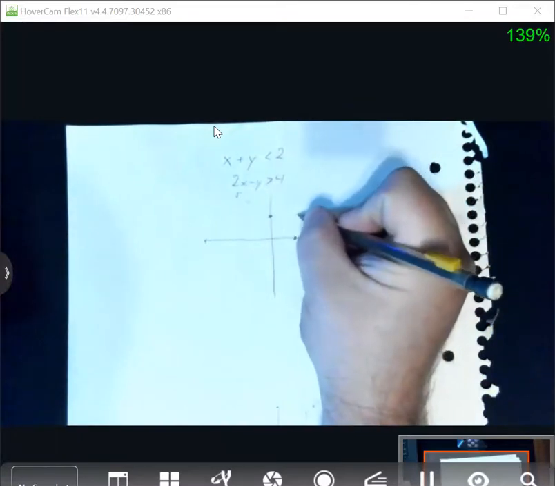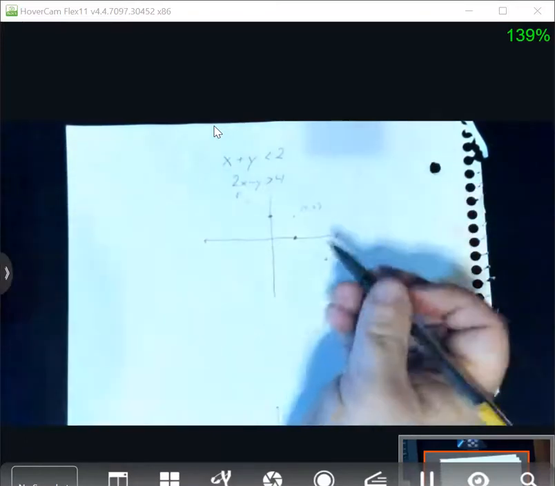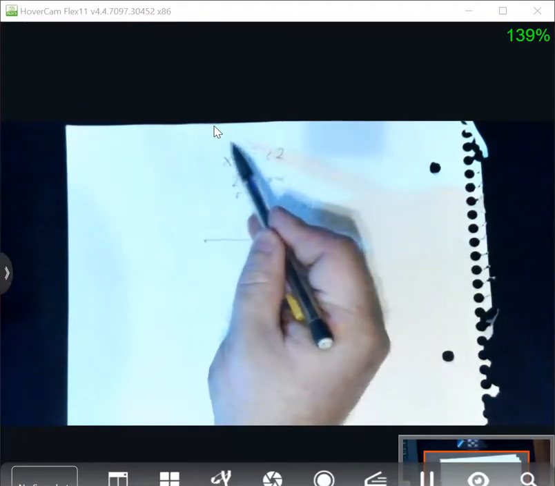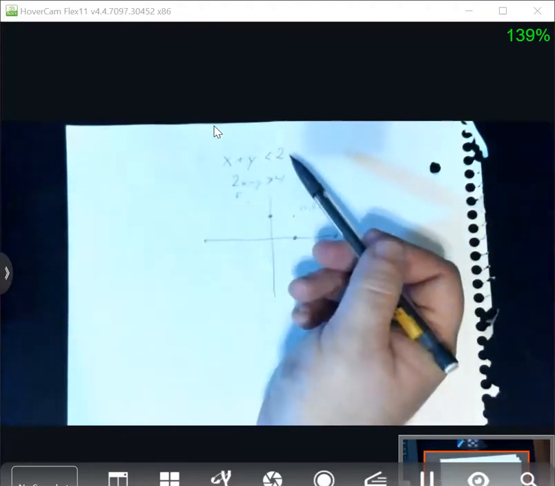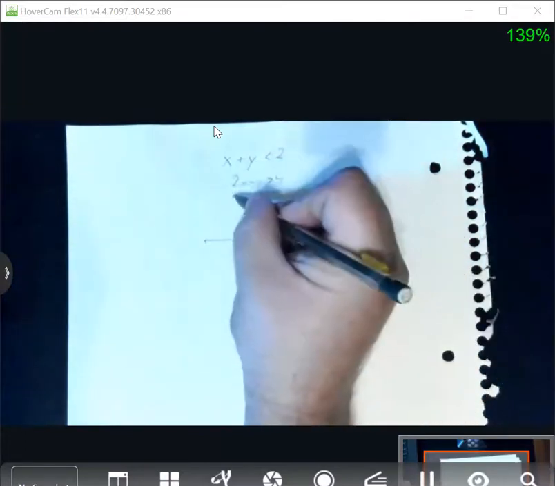So if teachers ever talk to you about a test point to test an inequality, what they're saying is, okay, let's choose a nice easy point here. So like this point here is 2, 2. And let's see if that actually works. So if I plugged 2, 2 into this, I'd get 2 for the x, 2 for the y, and I'd get 4 is less than 2. That's not true. So we can't shade above it. We'd have to be shading below that line.